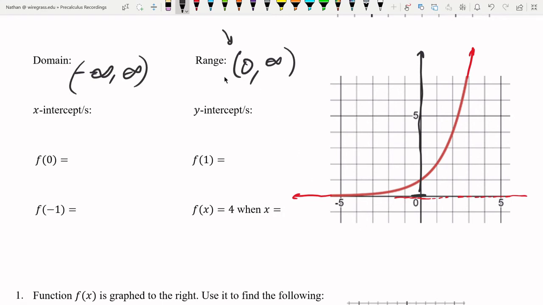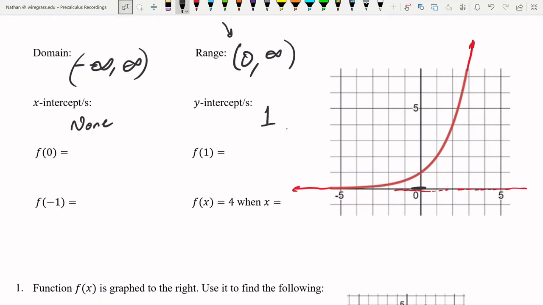Okay, x-intercept, it never crosses the x-axis, so there can be no x-intercept. There's no intersection, so no x-intercept. The y-intercept, that one's easy to find. That's just right here at 1. Now we just need to start plugging in values and finding what is the evaluation. So f of 0, plug in 0, what do we get? Plug 0 into the function, you get the y-intercept, which is at 1. So f of 0 is 1.